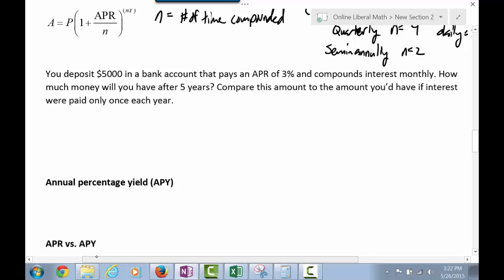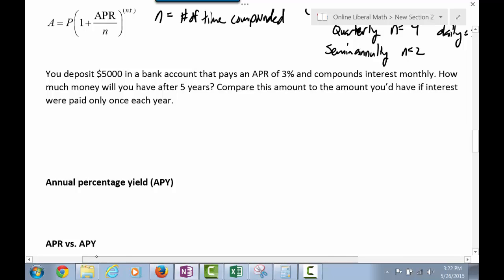All right, you deposit $5,000 in a bank account that pays an APR of 3% and compounds interest monthly. How much money will you have after 5 years? And compare this to the amount you'd have if interest were paid only once a year. In other words, compare compound monthly versus compound annually. What would be the difference in the amounts?